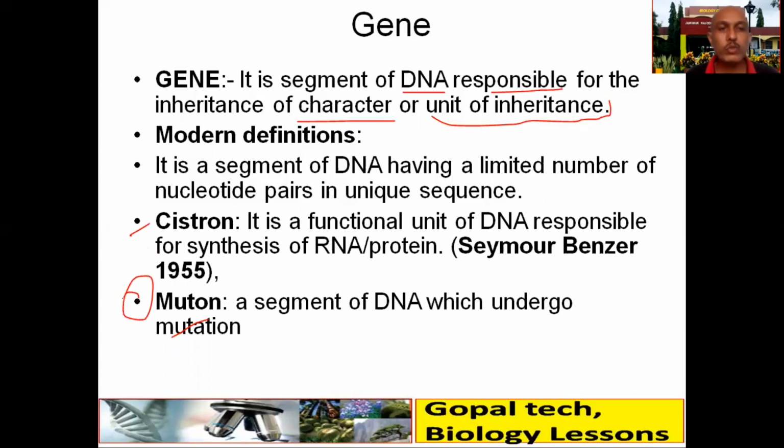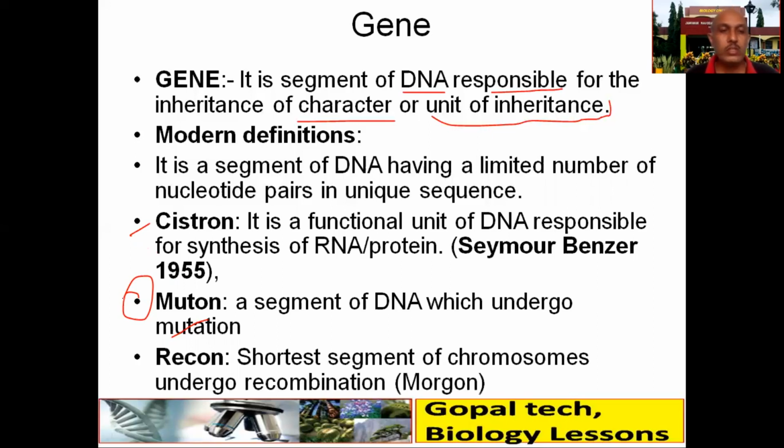Now the second one is the muton. Again, it is a segment of DNA which undergoes mutation, that is sudden change. We have discussed this in the last chapter also. Then the third category is the recon, the shortest segment of chromosome which undergoes recombination, and recombination was discovered by Morgan. Along with mutation, we have studied that earlier. But to remember, these are cistron, muton, recon. So these are nothing but genes only, but having different functions.